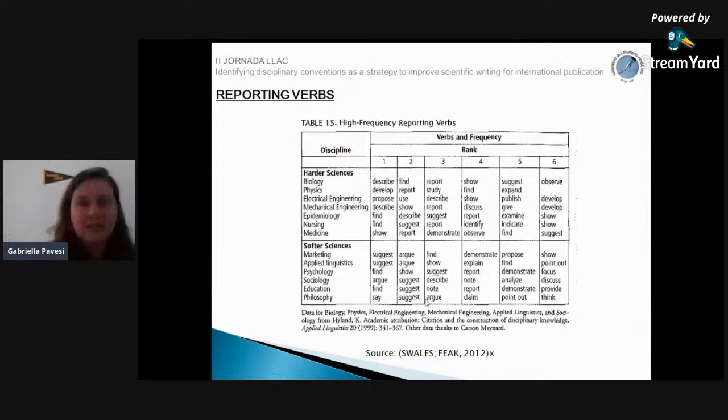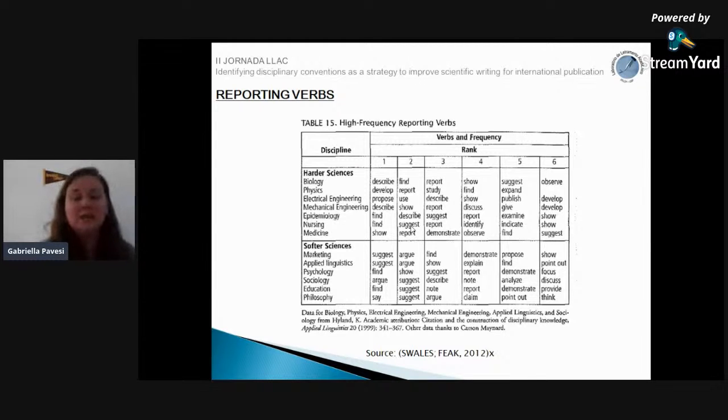On the other hand, if we focus on find and argue and suggest, we are going to find them much more frequently in the softer sciences than in the harder sciences, right? Suggest is a verb we can see here, especially in the most frequent ones, that appears several times. And it does appear in harder sciences too, but much less.